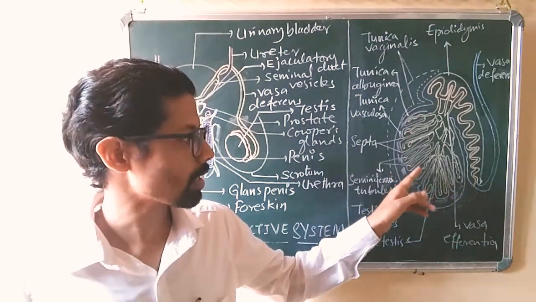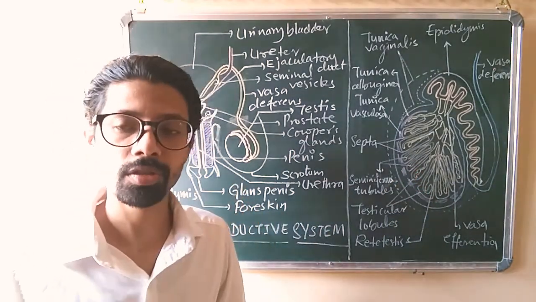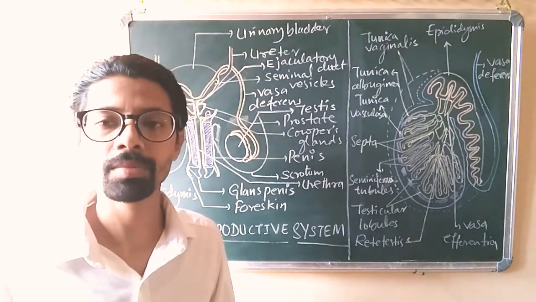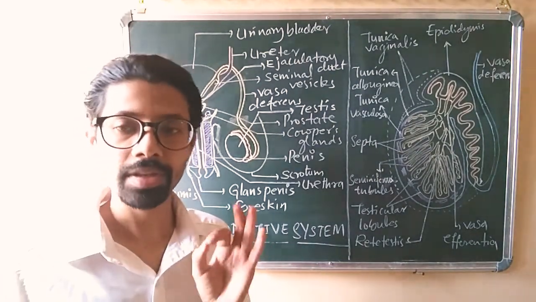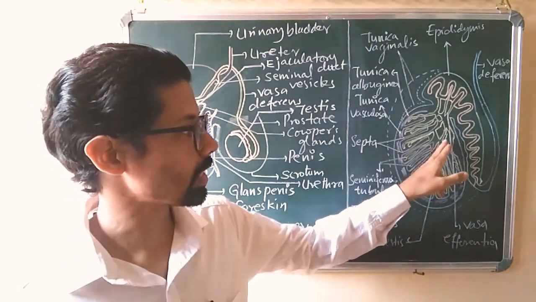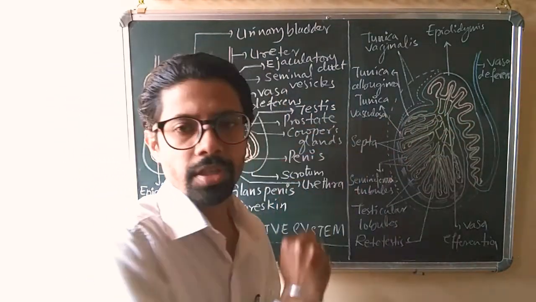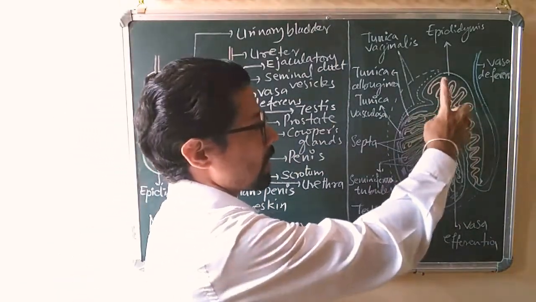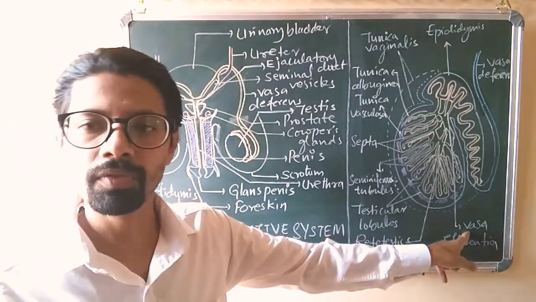I said there are 200 to 300 testicular lobules. Each lobule consists of around 1 to 3 seminiferous tubules. The length of seminiferous tubules is approximately 70 to 75 centimeters. All these seminiferous tubules collect at one region, a network of seminiferous tubules called the rete testis. From the rete testis, a single tubular structure arises, called the vasa efferentia.